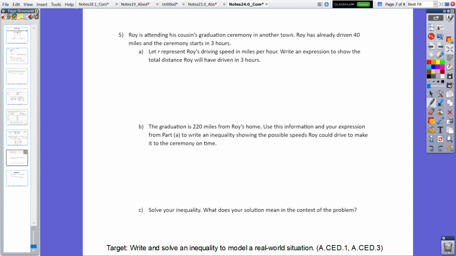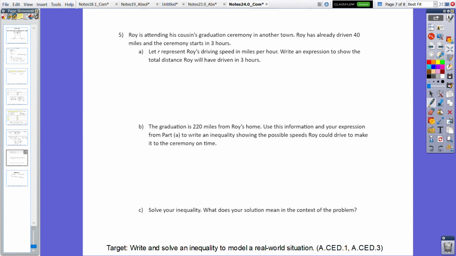All right, number 5. Roy is attending his cousin's graduation ceremony in another town. Roy has already driven 40 miles, and the ceremony starts in 3 hours. Let R represent Roy's driving speed in miles per hour. Write an expression to show the total distance Roy will have driven in 3 hours.